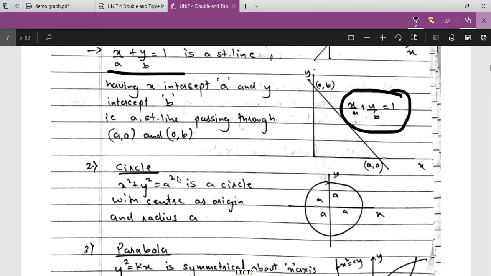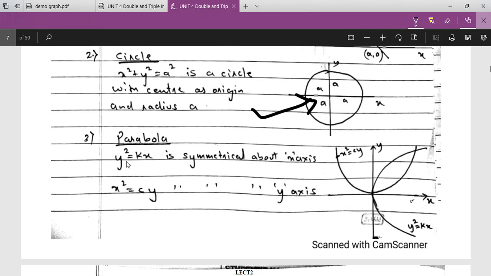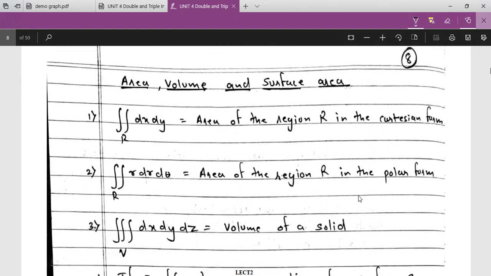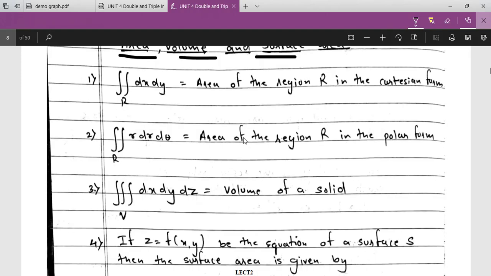This is a circle equation with center as origin and radius a, right? Fine. So this is a parabola, right? y square is equal to kx, and it is symmetric about the x-axis. If you fold this along the x-axis, it is symmetric. Similarly, x square is equal to cy is symmetric about the y-axis, right? These are used later in cases of finding area, volume, surface area. So just have a glance.